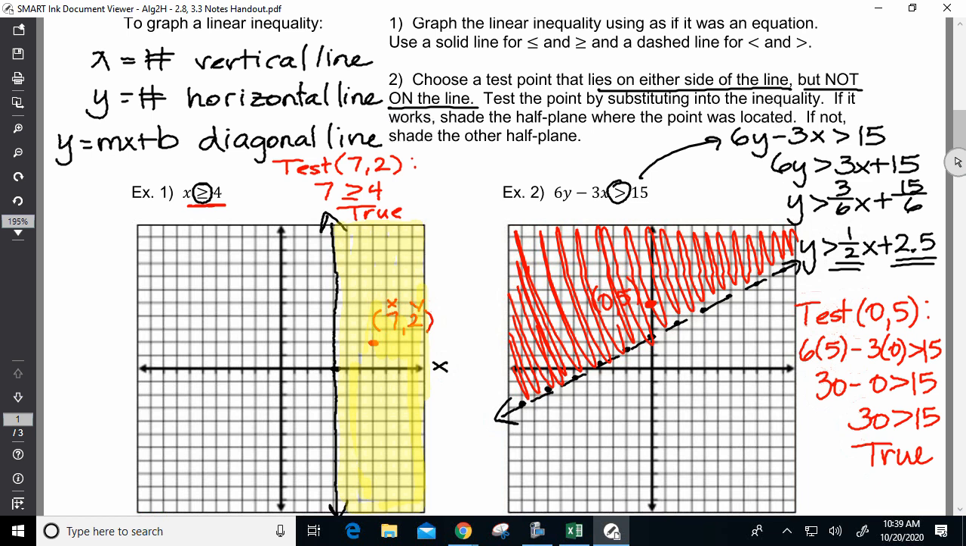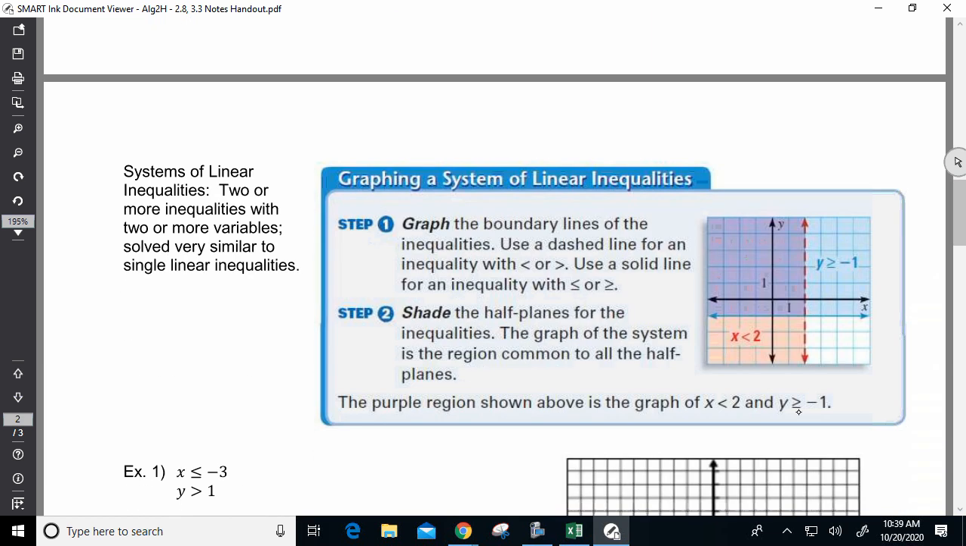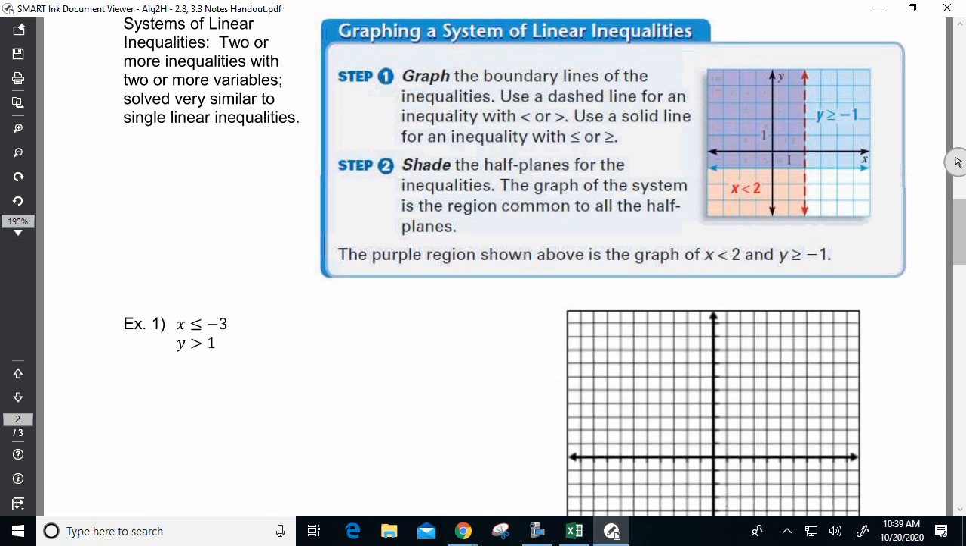All right, so that's 1 point. So that's 1 inequality. So if you can do 1, then you can do 2 of them. Now we're going to do 2 of them. So 2 inequalities means something is going to get shaded twice. Now, if that doesn't happen, then the answer is no solution. But something should get shaded twice.